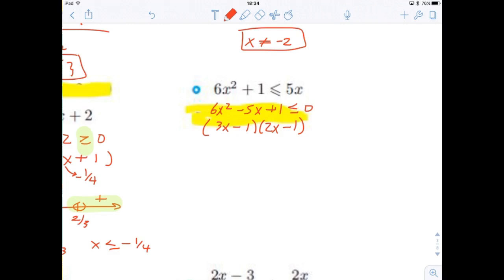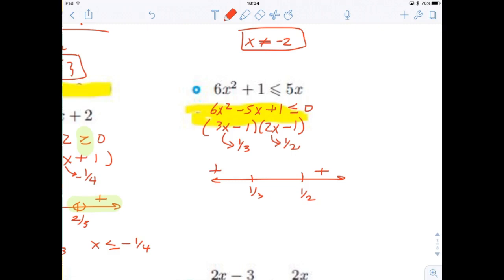Yep, that works out, right? And the critical values are going to be positive 1/3 and positive 1/2, right? Okay, and then we're going to put those on the number line, 1/2, and then, oops, 1/3 is actually less than 1/2, right? And then we'll check big positive numbers multiplied together gives us positive, big negative numbers gives us positive. And then in between 1/3 and 1/2, what's the value between 1/3 and 1/2?